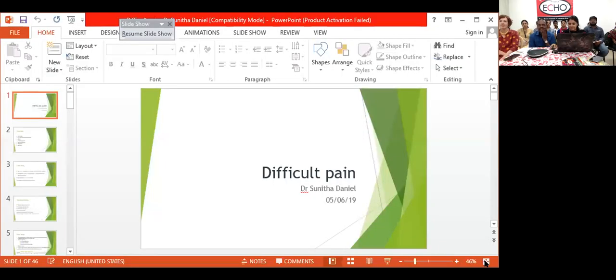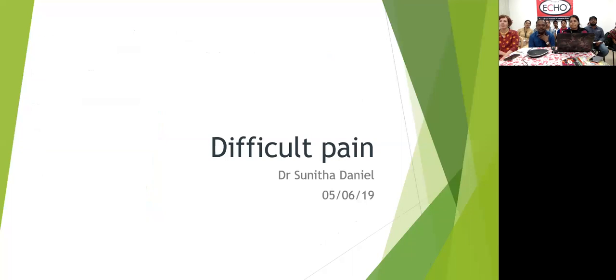Dr. Sunitha Daniel is a consultant in palliative medicine. She has done her MRCP in internal medicine in the UK and also in palliative medicine from the UK. She was working in Kerala, and she has come here to help us for 3 weeks, and she was with us for 1 month before. So this is going to be a very important topic: difficult pain. It's over to you, Sunitha.